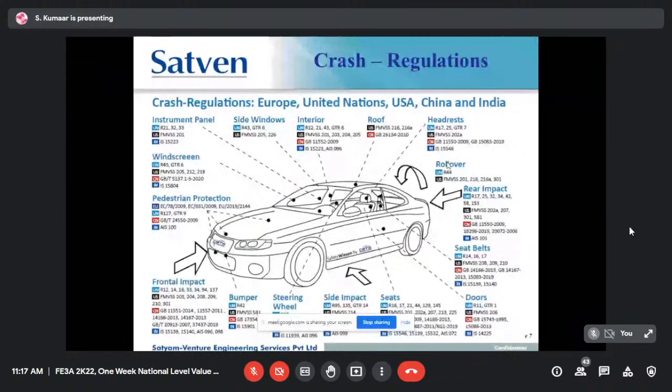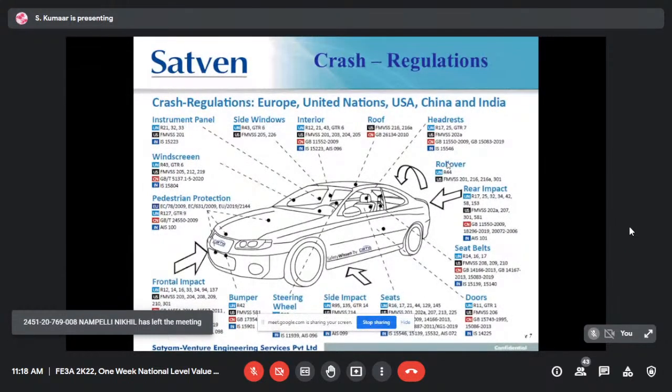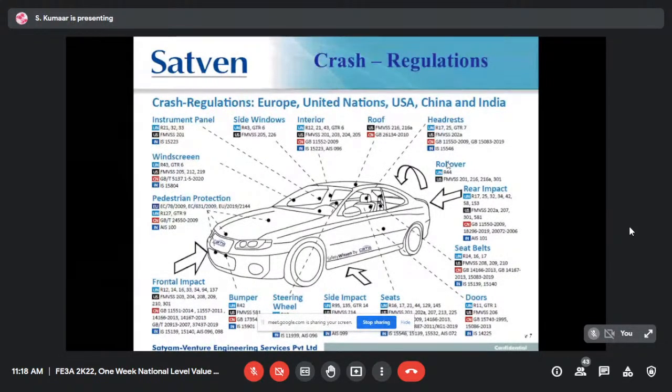I'm showing only one slide for the regulations, and nothing for NCAP, since our interest is mostly in HBM. First we will go through the regulations slightly, then move on to human body modeling and analysis. Here, the crash regulations are for Europe, United Nations, USA, China, and India. In previous regulations, India was not there in most places. Now in the new regulations, you can see India also.